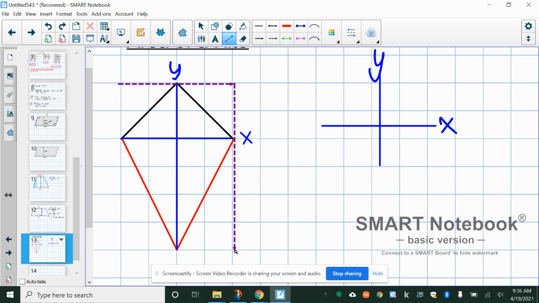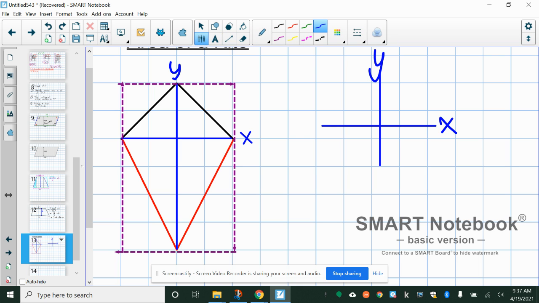and I'm going to make a larger rectangle around the outside of this kite as best I can. Okay, so this purple rectangle encompasses the kite, and it also makes a rectangular grid outside the kite. Well, why would we do this?